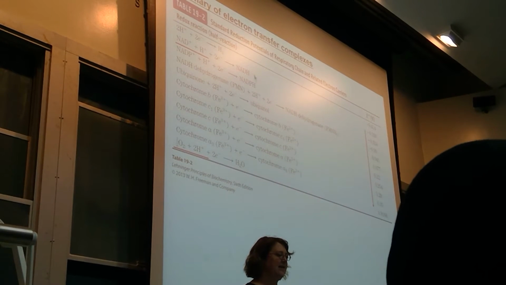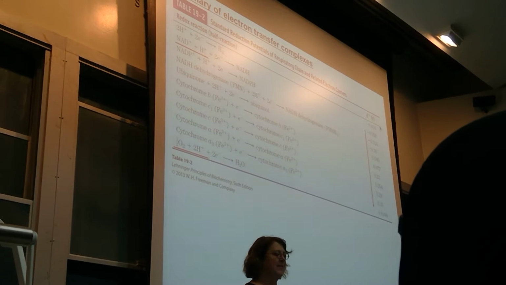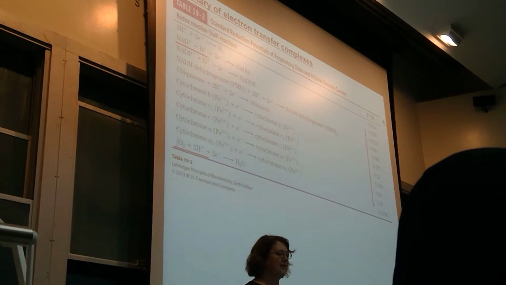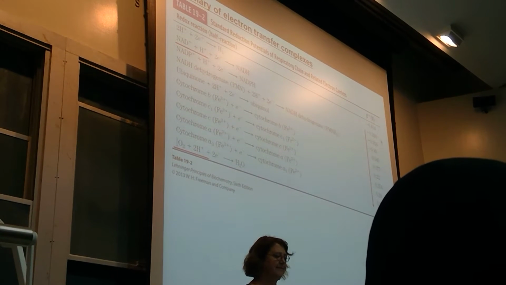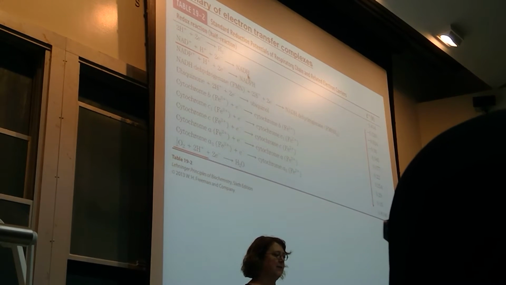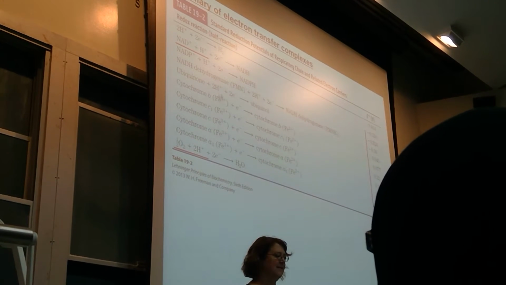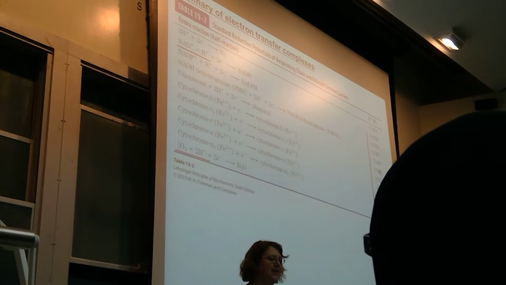The first thing I want to show you is the electron potential. These are the standard reduction potentials of the carriers, and we're going to be passing electrons down. You can see that these E values, we're going right like this. So you're getting increasingly positive, right?